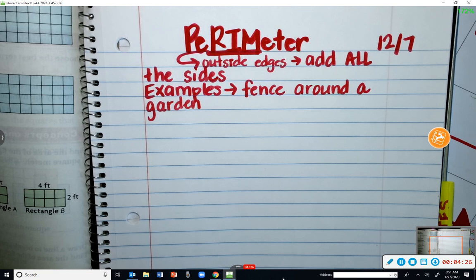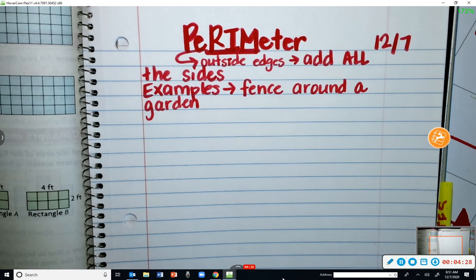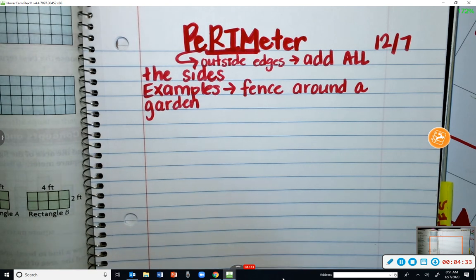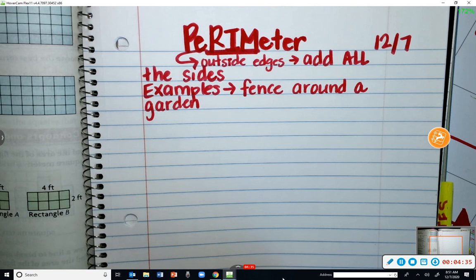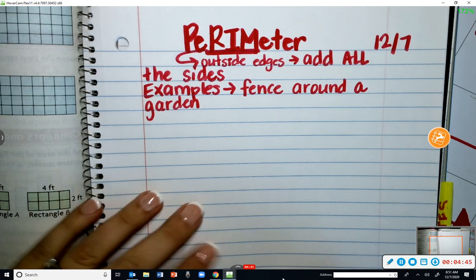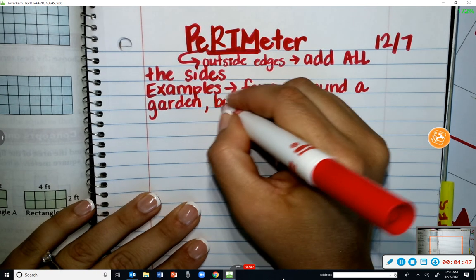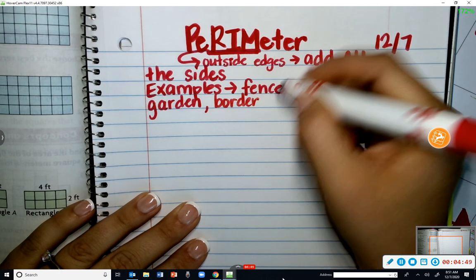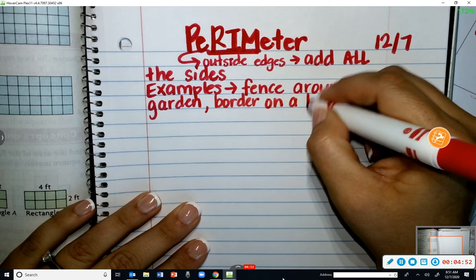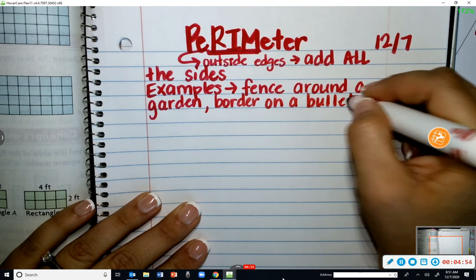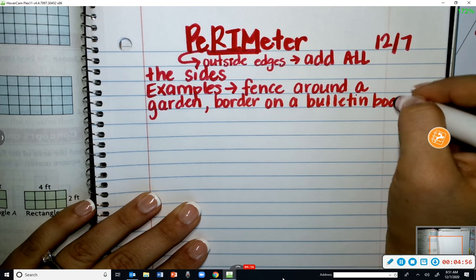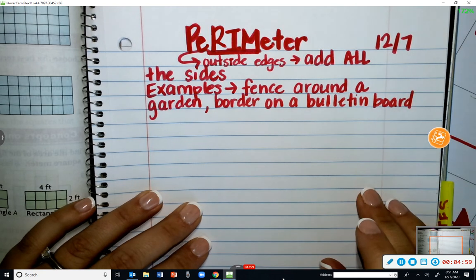Look around the room. Where do you see something that's being outlined around the outer edges? Just around the edges. Gregory? Paper. Paper's being outlined around the edges? Oh, you mean like on the bulletin boards? The borders? Yeah. Okay, so a border on a bulletin board.